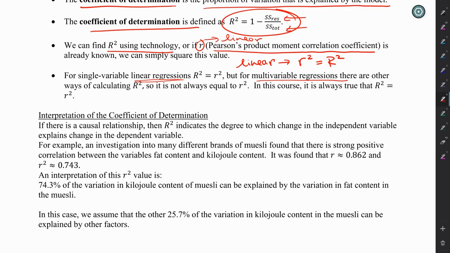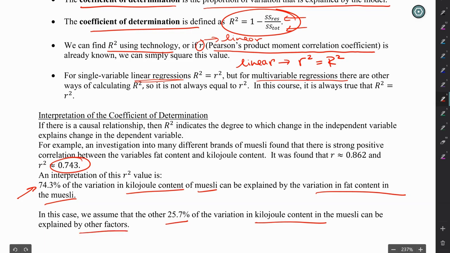An interpretation of this r squared value: r squared was 0.743, which turns into 74.3%. So we say 74.3% of the variation in the kilojoule content of muesli can be explained by the variation in fat content in the muesli. In this case, we assume that 25.7% of the variation in the kilojoule content in muesli can be explained by other factors.